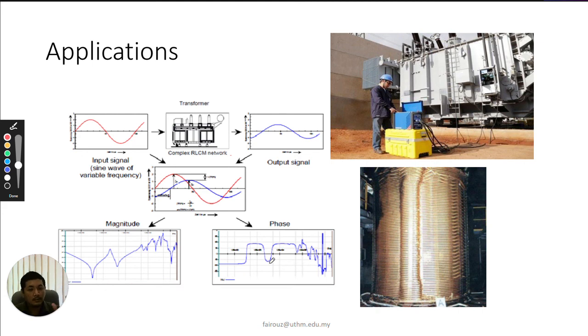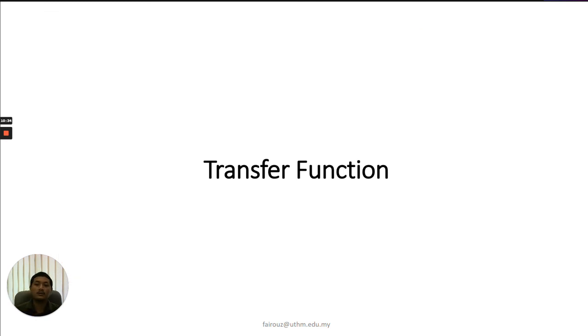From the application, based on the frequency response of the transformer, we can detect whether the structure of the winding or the condition of the winding or the core laminated coil of the transformer is in good condition or damaged, like in the picture here. If we compare the frequency response of a normal and a damaged transformer, it will give different results. From that we know that there's a problem with the transformer. So this is an example of an application where we use frequency response. In the next video we will look at the transfer function.